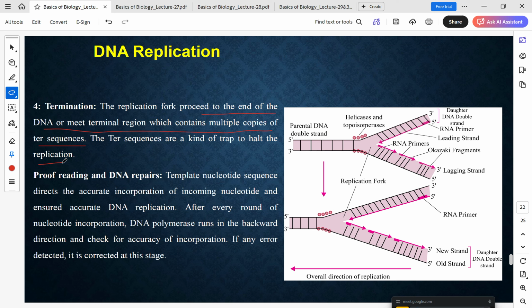the replication machinery. As I said, the DNA polymerase is prone to errors, very few errors, but there is still some chance of errors, and the cell can't afford these errors. If there are a lot of errors, then it's going to malfunction and probably die. So there is a proofreading machinery and repair machinery. After every round of nucleotide incorporation, the DNA polymerase has a subunit that runs in the backward direction and checks for accuracy of incorporation. If any error is there, it gets corrected.